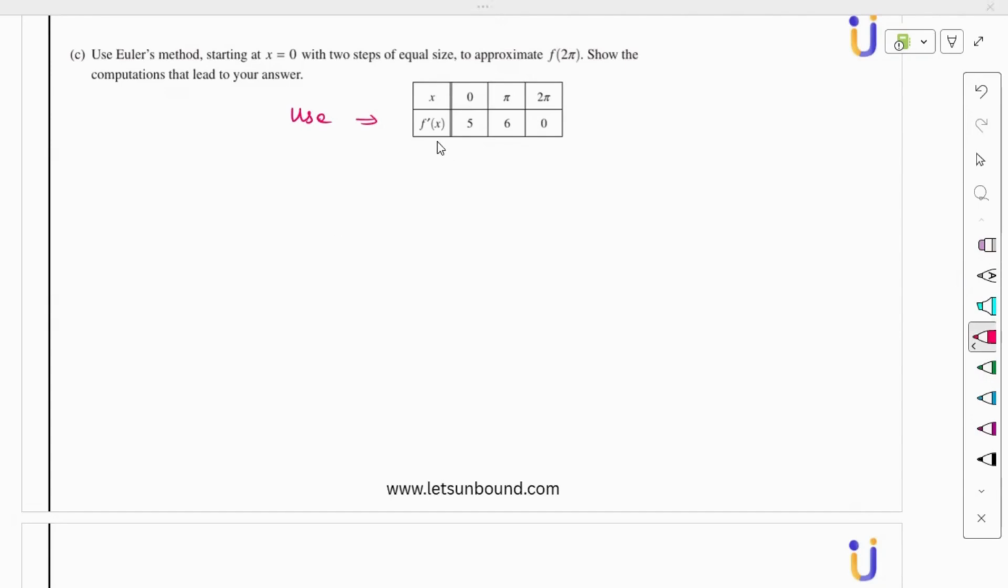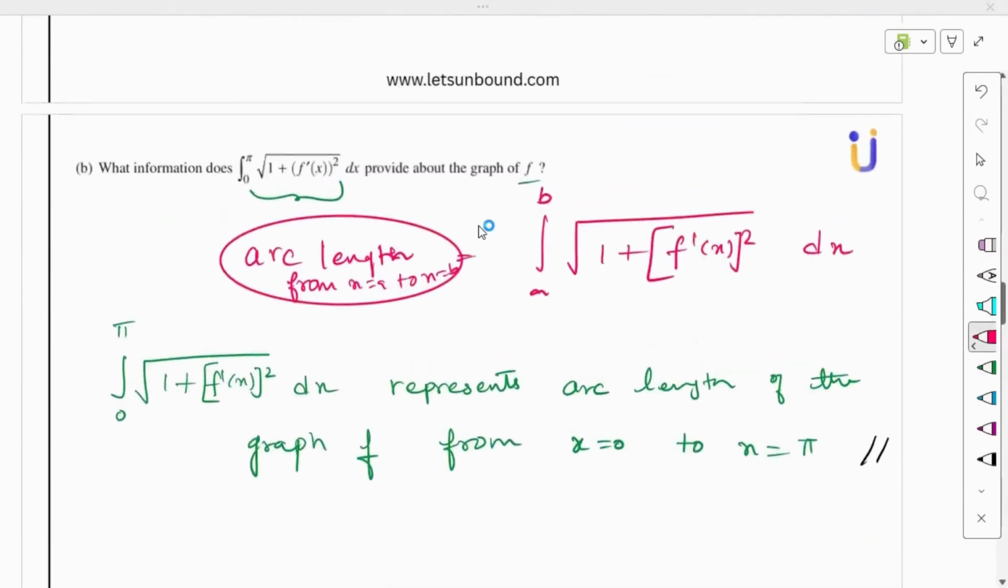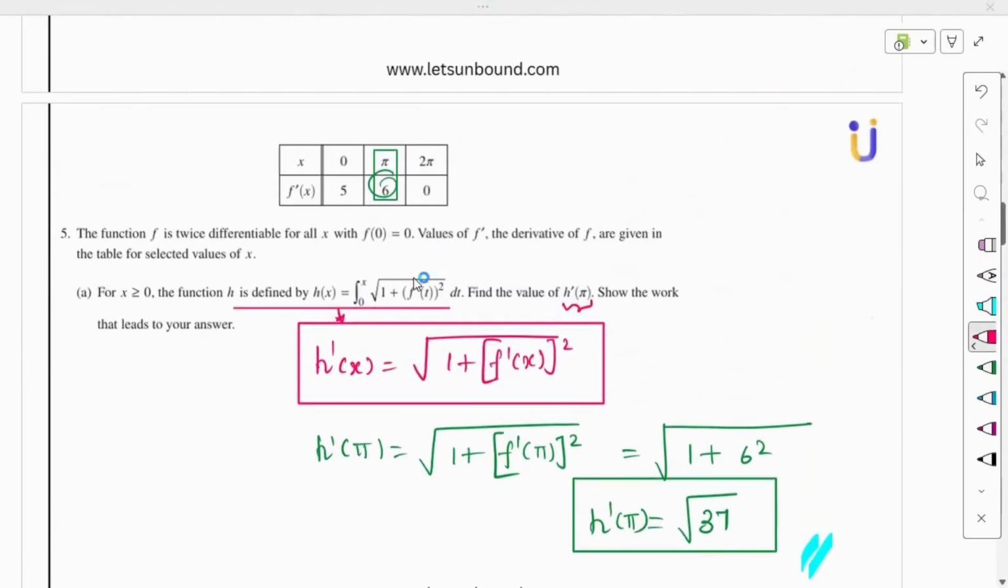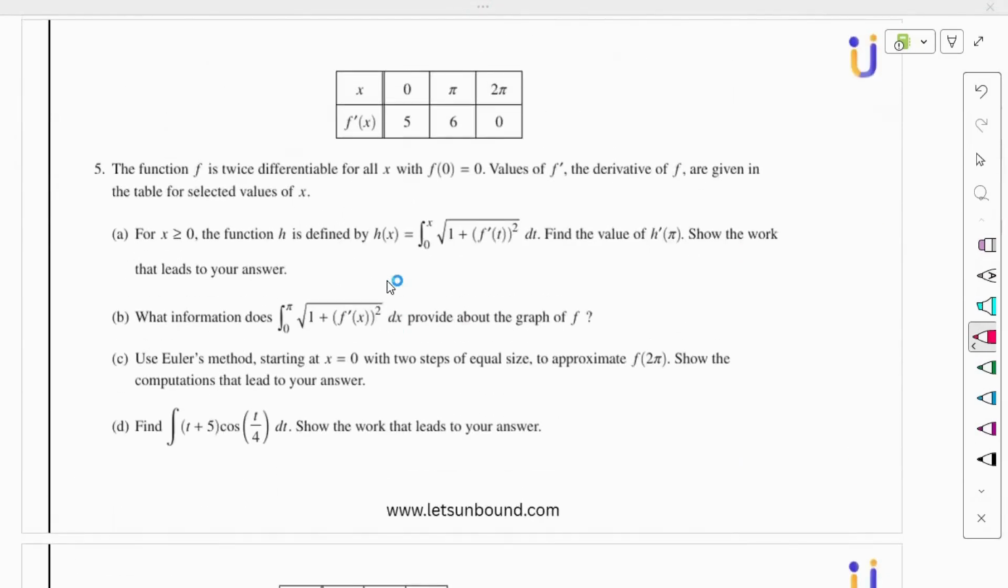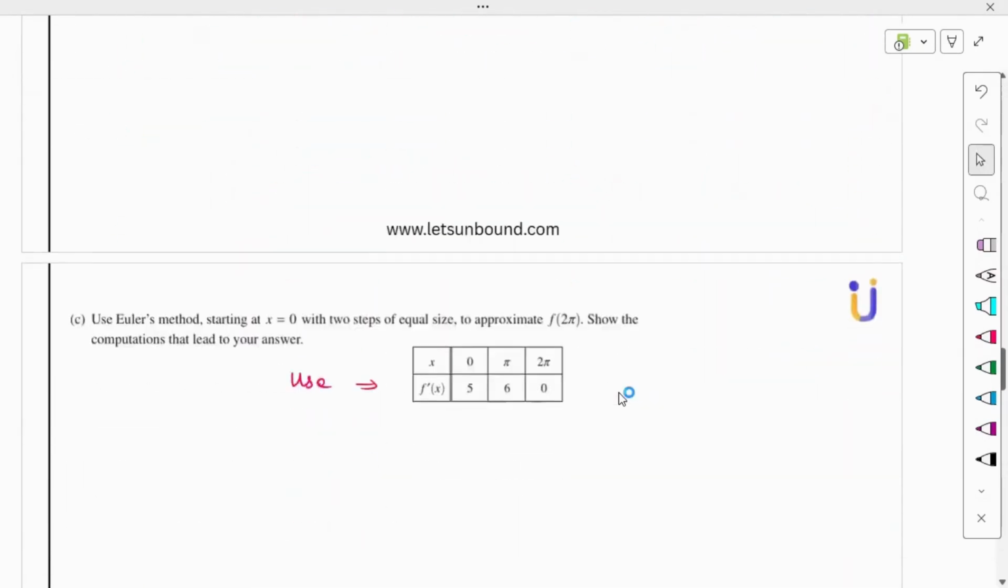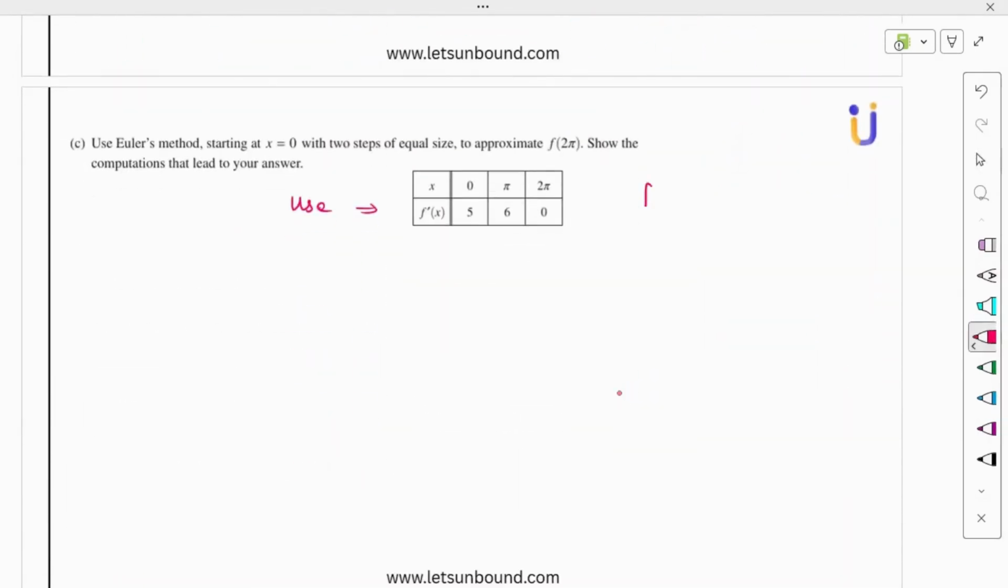The initial condition is not directly in the C part, so you go and check the description of the problem. It says f is twice differentiable, f of 0 equals 0. This is the initial condition, so we're going to use this. So use the table, and also we have f of 0 equal to 0. Now, for Euler's method, let's create a tabulation of values. That will be much helpful here.